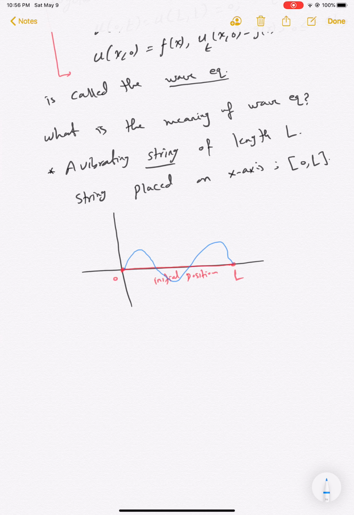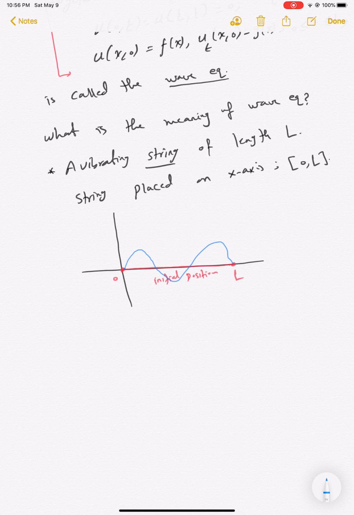You don't have any friction, any other force that affects this string. So again, you have this red part. Let's say this is the initial position of the string. You give it a force. You just slap it. Then it will start vibrating.